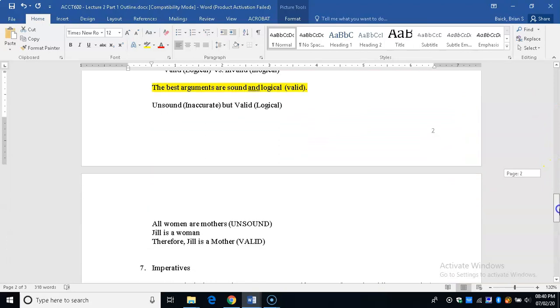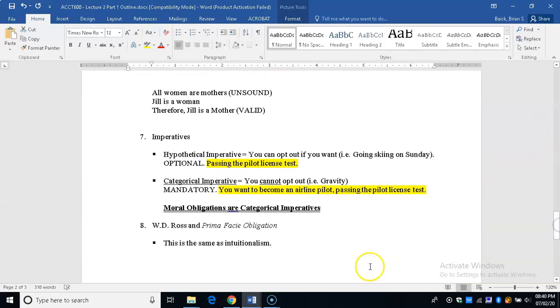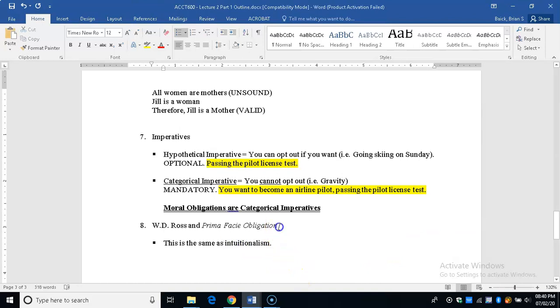What's another word for intuitionalism? Well, intuitionalism is also called a, you can see here, prima facie obligation. And according to the book, which philosopher is most associated with this notion of intuitionalism? It's W.D. Ross. Okay. So just know that these all refer to the same thing.